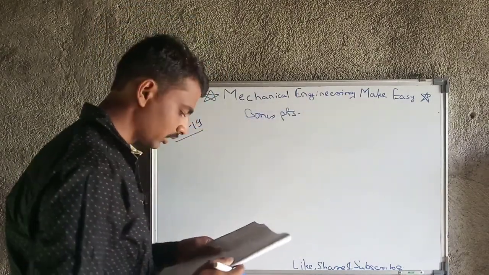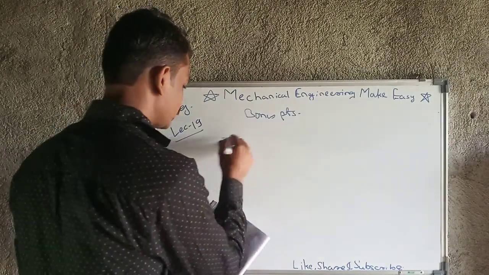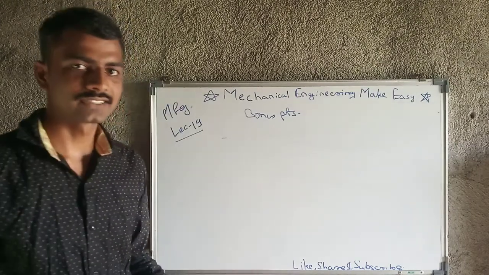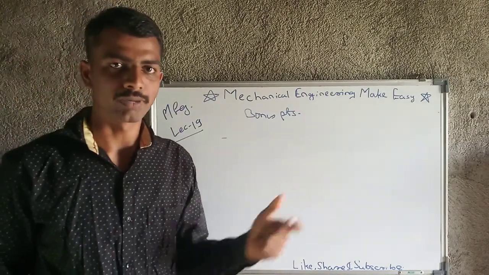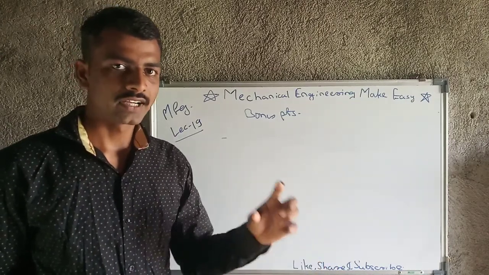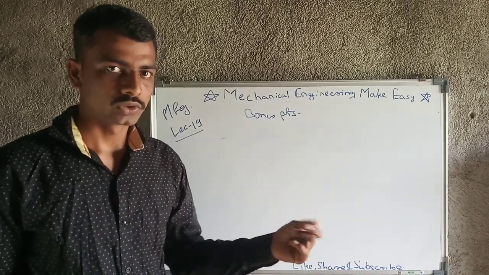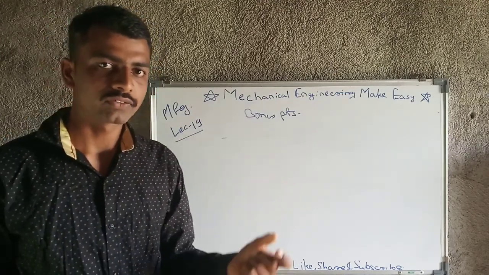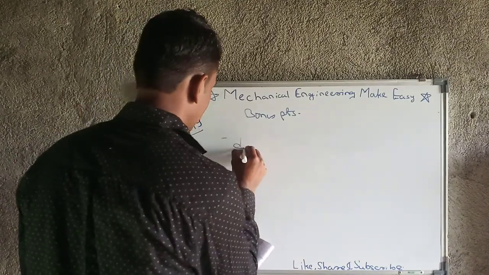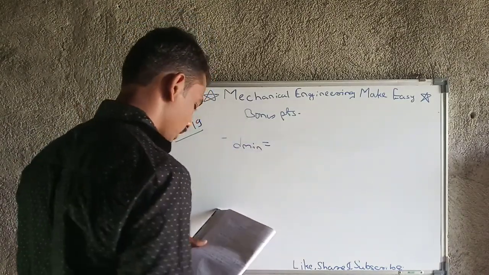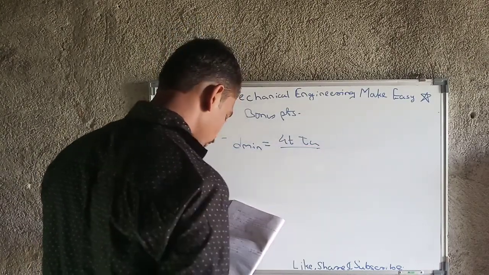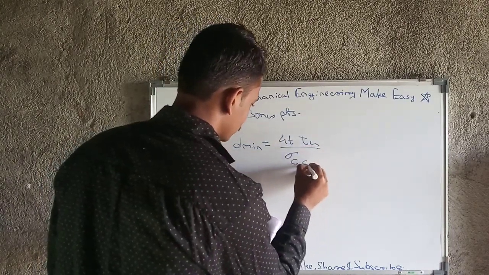So the bonus points for today's lecture are: first, the smallest hole that can be punched. We have discussed in the previous lecture the punching operation. With the help of punching operation we generate a hole in sheet. The smallest diameter hole that we can generate with punching is d minimum, which is equal to 4 t τu upon σc allowable.